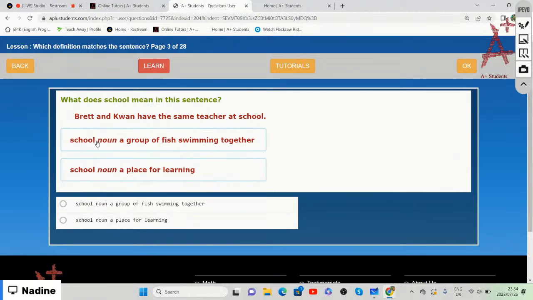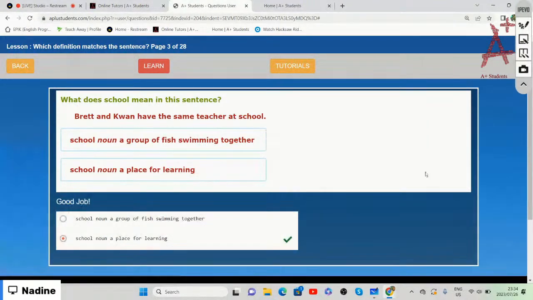All right, so if we were to choose the correct meaning that matches the sentence, right? They have the same teacher at school, then we can say school, which is the second one. Yes, it is a place of learning. So well done.